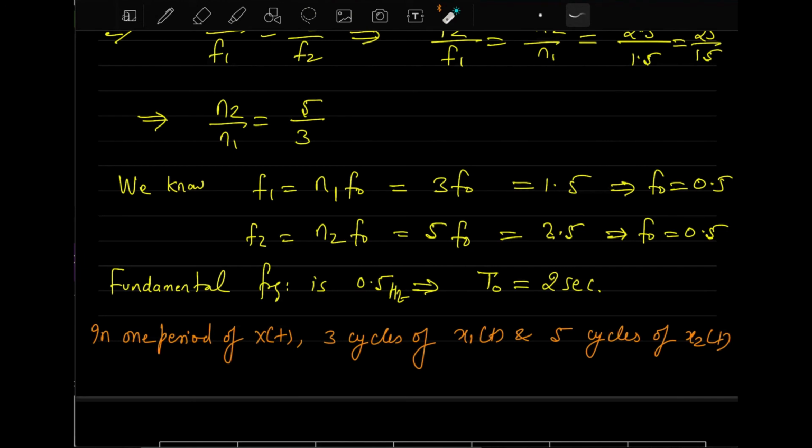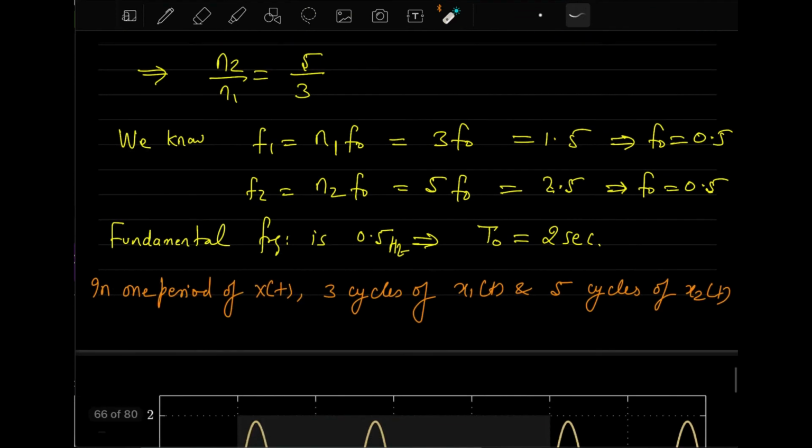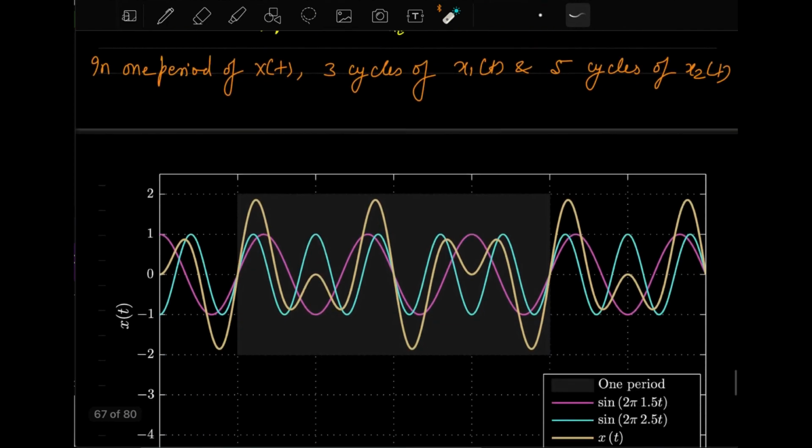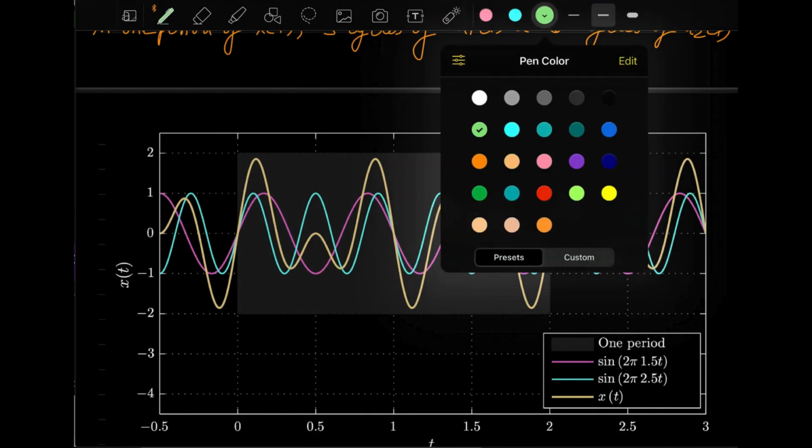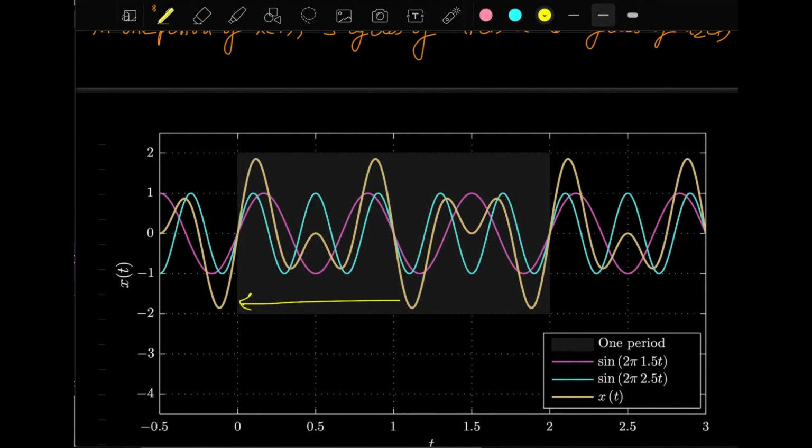What it says is that in one period of xt, when you are adding the two signals together, that signal xt has a time period of 2 seconds. If you see this plot here, this time period is 2 seconds. This is a 2-second time period. Let me draw it with a different color here. So this time period is 2 seconds.